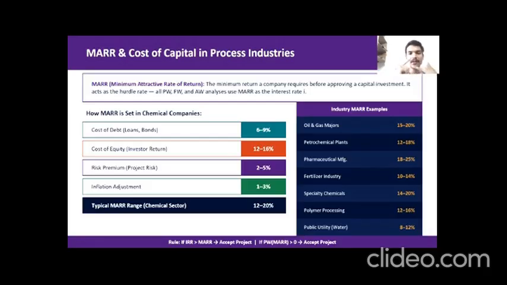And let's say, for example, we are making a high risk pharmaceutical plant, which might demand a MARR of 25%, whereas a stable public utility of, let's say, water treatment might require only 8%. Our rule is simple: if the project's IRR is greater than the MARR, we accept it.